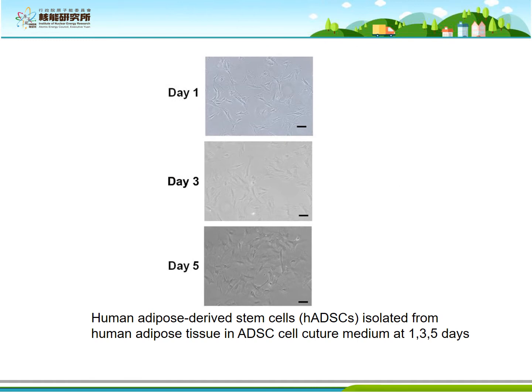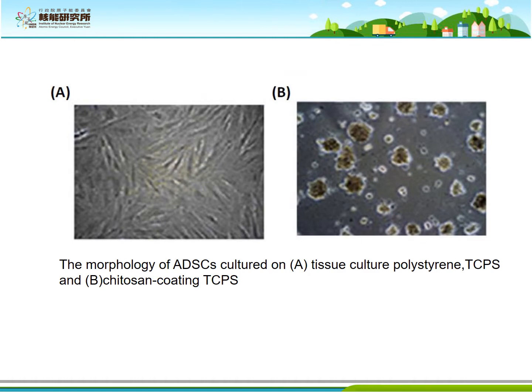Here is the human adipose-derived stem cells, which is isolated from human adipose tissue in ADSC cell culture medium at 135 days. The morphology of ADSC cultured directly on tissue culture polystyrene TCPS is figure A. After being cultured on chitosan-coated TCPS, spheroid stem cell was formed on the chitosan-coated TCPS, as figure B.